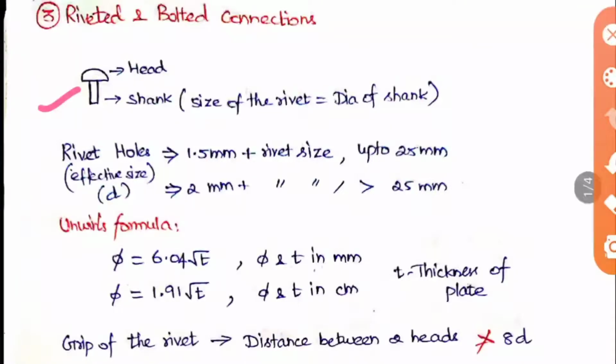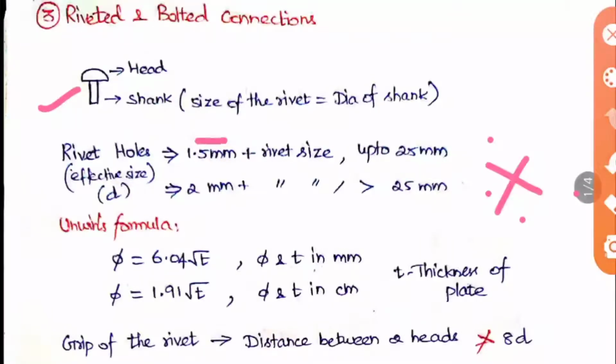Then the rivet holes, that is the holes that have to be given in the steel plates for riveting, are called the effective size and we term it as D. Okay, so this is important. We term it as D. Up to 25 mm we should give an extra 1.5 mm. So 1.5 mm plus the rivet size should be given. This is up to 25 mm only, and if it is greater than that, you should go for 2 mm plus rivet size. So this is your effective size D, or rivet hole, whatever you can call it. This is very important.